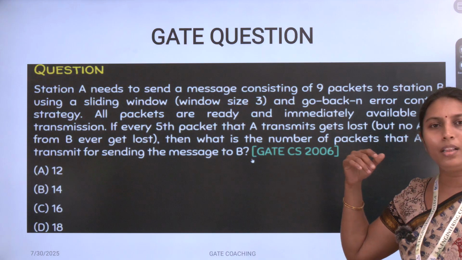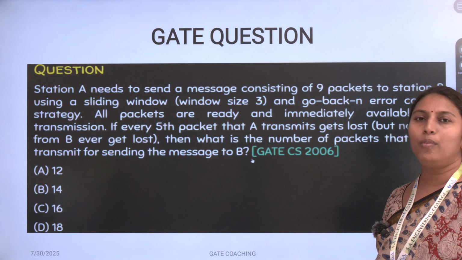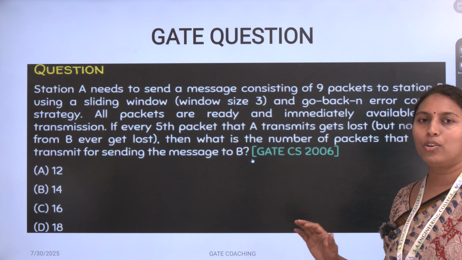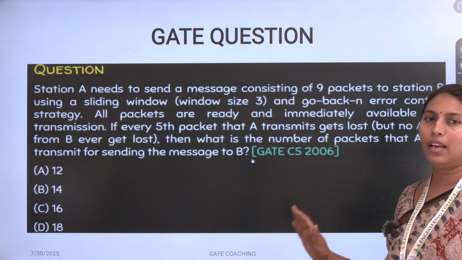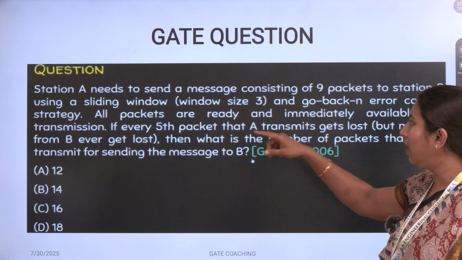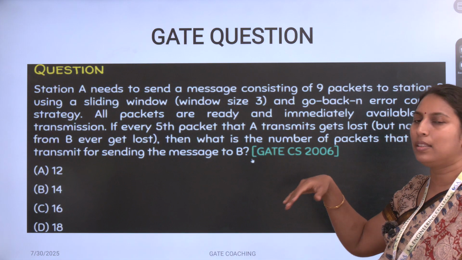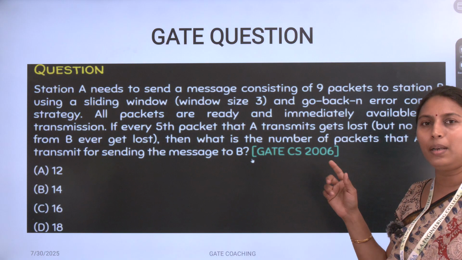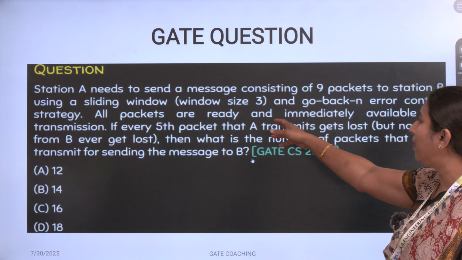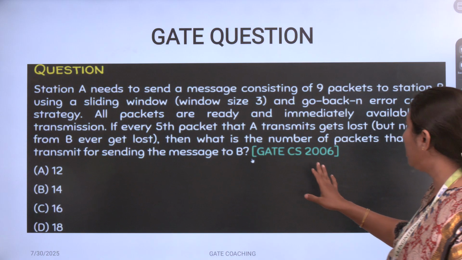So they have given in the question that the protocol we are going to use to solve this is Go-Back-N ARQ. From station A to station B, how many packets are transmitted over here? 9 packets are transmitted and the window size they have given is 3. We should read the question carefully.